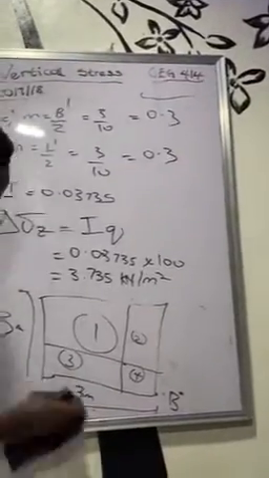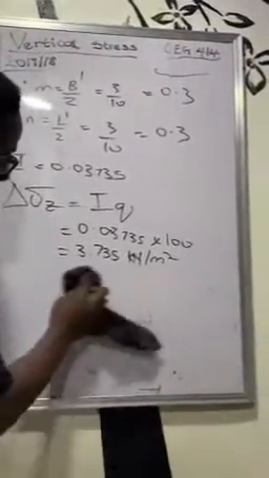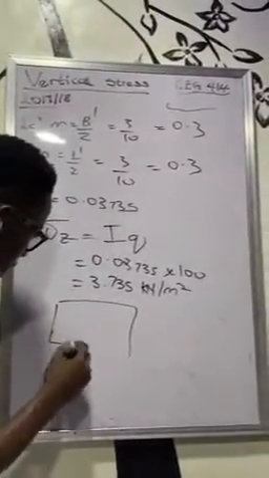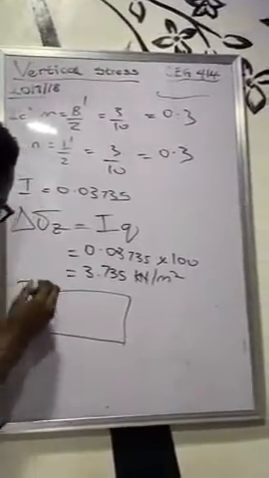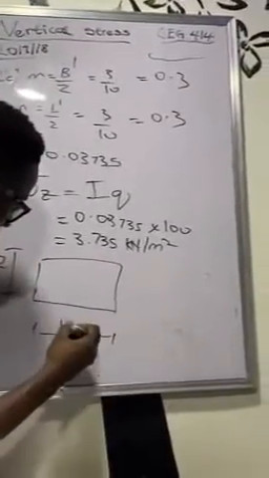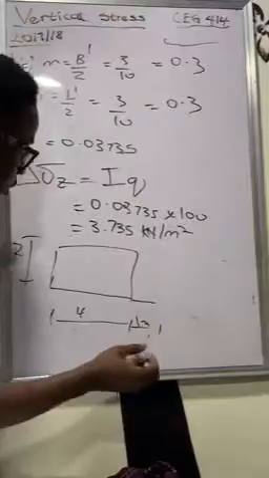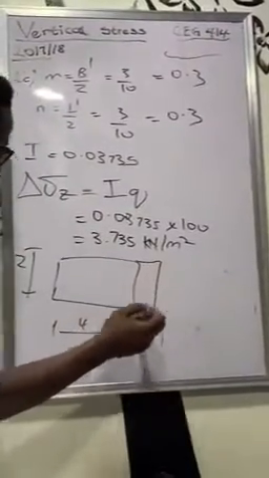Let me just re-explain that. Where it goes beyond the edge of the rectangle, I have something like this. Let me give arbitrary values. This space is 2, this space is 4, and they say at 1 meter from the edge. You just draw an extra rectangle here.